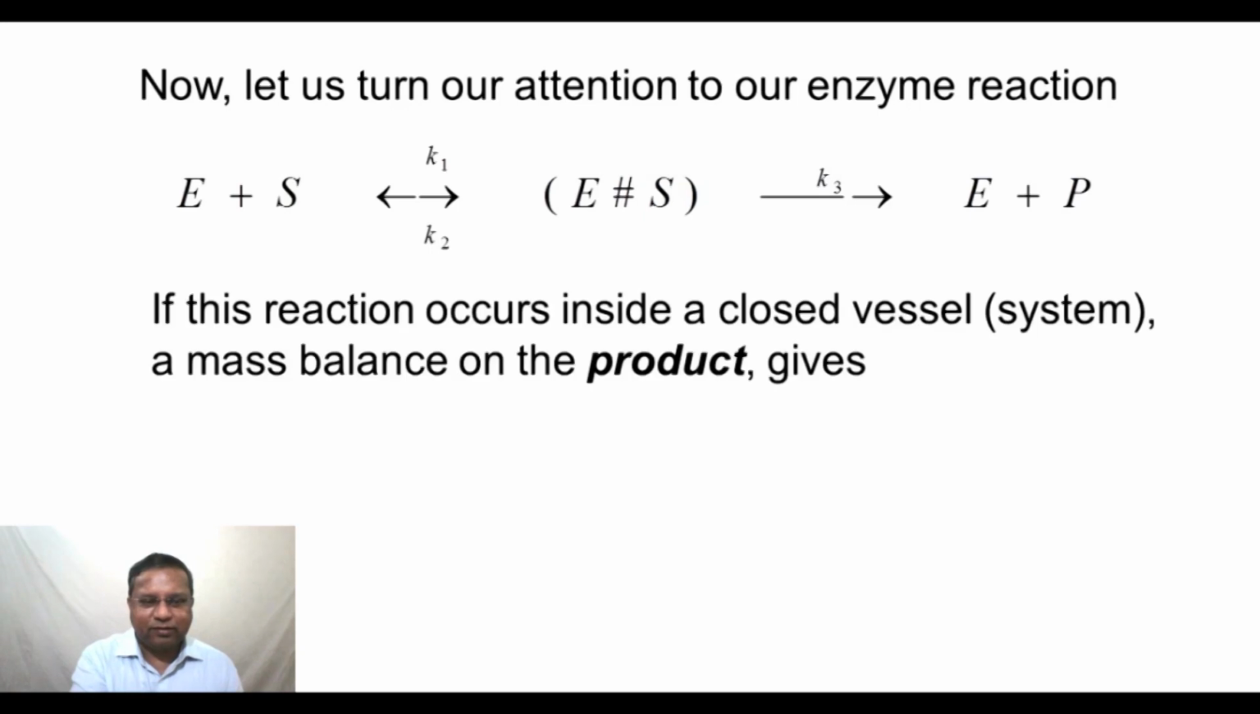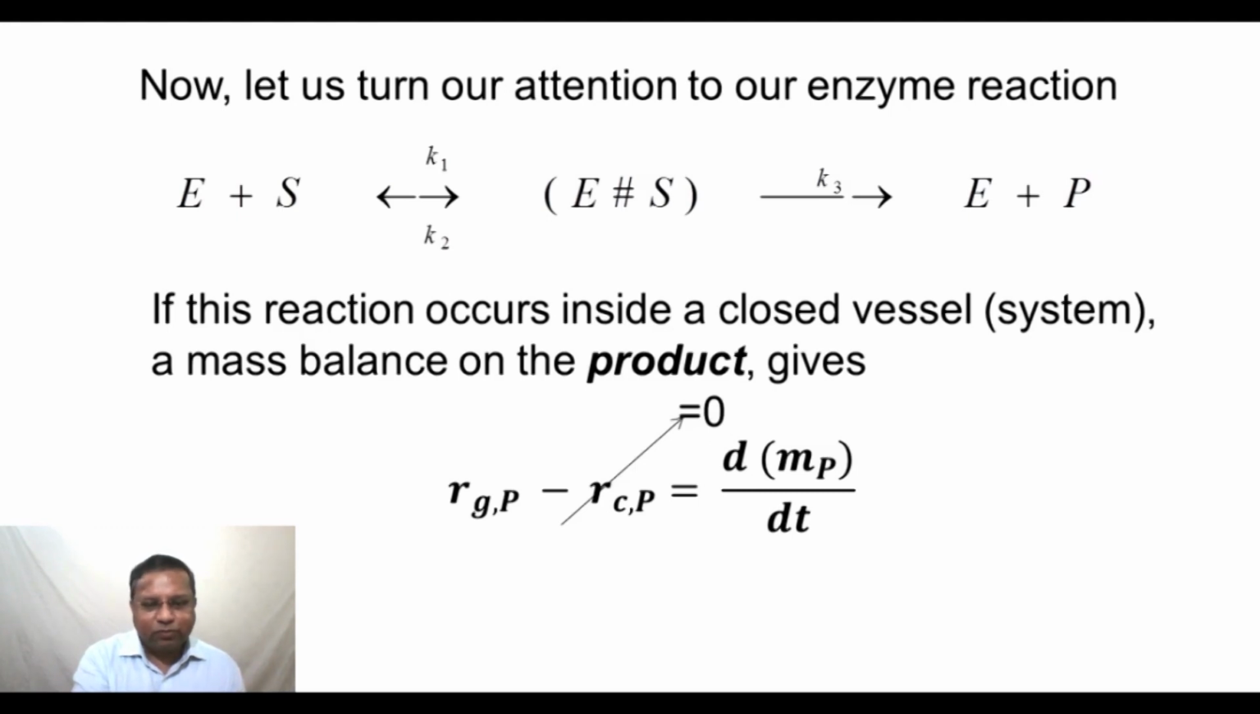If this is the case, and let us say this is occurring inside a closed vessel, a batch reactor, which we take as a system. We are going to focus on the product and write a mass balance for the product. That gives the rate of generation of the product, given here, minus the rate of consumption. Remember, this is a batch reaction, and therefore the input and output rates are 0. So those two terms disappear, and we have only the generation and consumption terms associated with the product. So the rate of generation minus the rate of consumption of the product equals the rate of accumulation of the product, all this in mass terms.